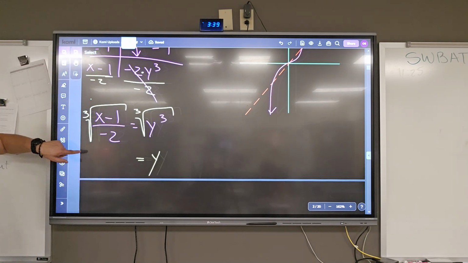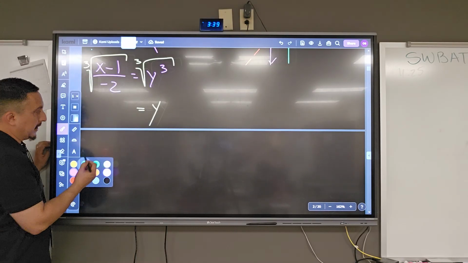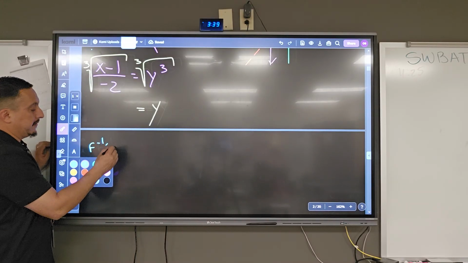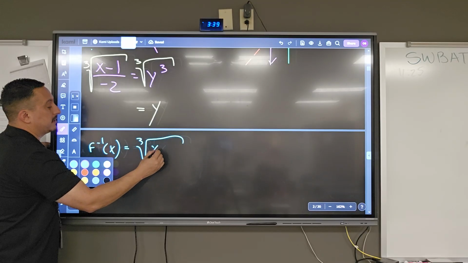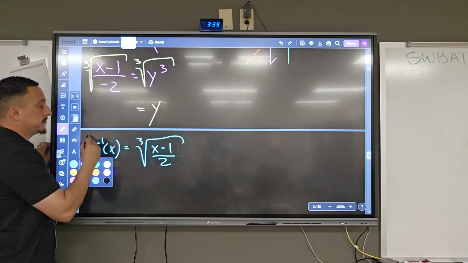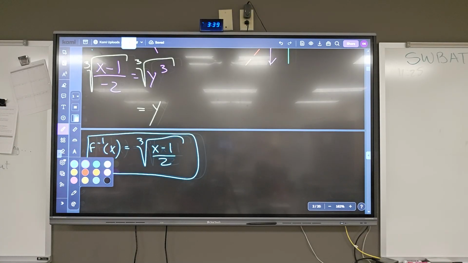Okay, so that is your final answer, so I'm gonna give it its name. This is my inverse function. It's the cube root of x minus 1 over 2. That's all you can do. Is that all right?